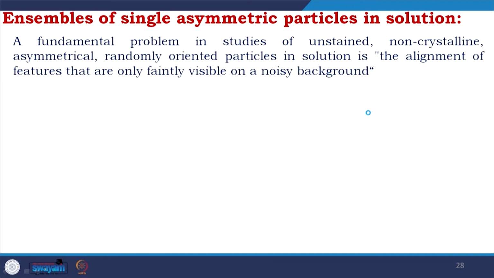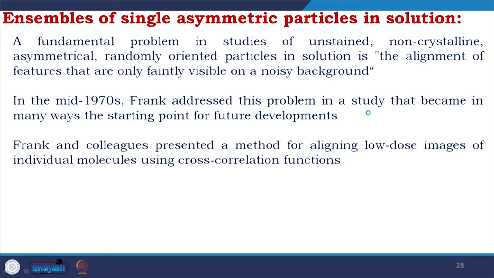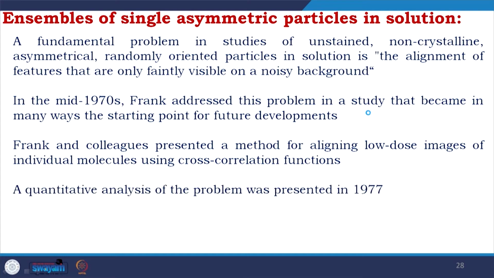Coming to the ensembles of single asymmetric particles in solution, a fundamental problem in studies of unstained non-crystalline asymmetrical randomly oriented particles in solution is the alignment of the features that are only faintly visible on a noisy background. In the mid 1970s, Frank addressed this problem in a study that became in many ways the starting point of future developments. Joachim Frank and his colleagues presented a method of aligning low dose images of individual molecules using the cross correlation function. This is again a very important part of the revolution of cryo-EM.